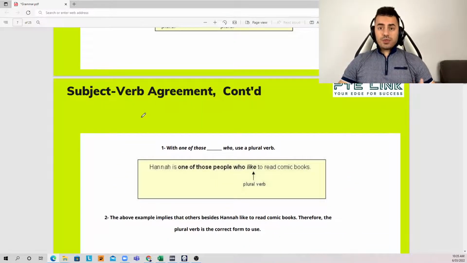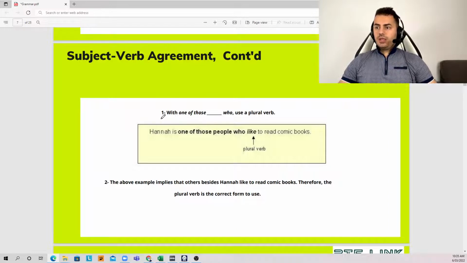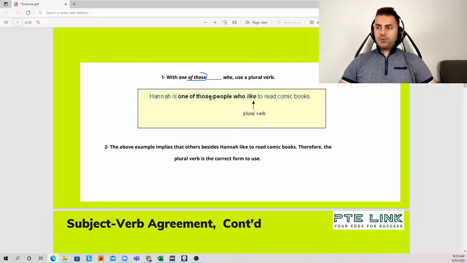Still within subject-verb agreement, with "one of those," we use a plural verb. Like here: "Hannah is one of those people who like to read comic books," which means that others besides Hannah like to read comic books. It's Hannah and other people, so all of them together are plural. Okay? So that's why the verb comes in the base form.